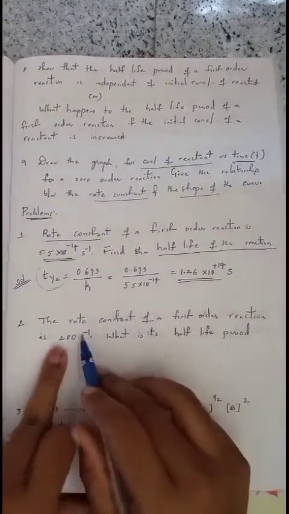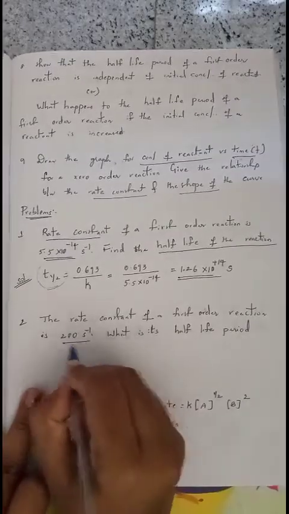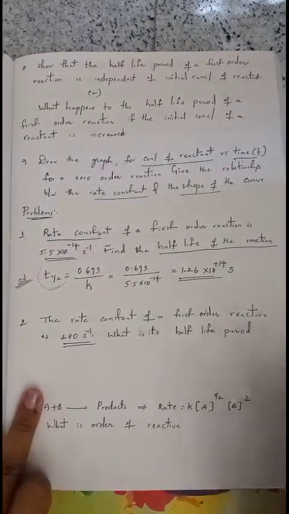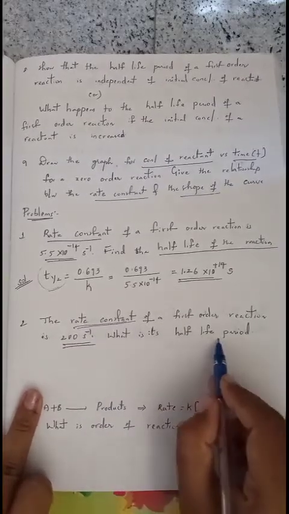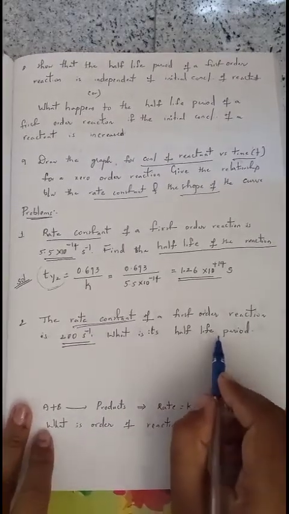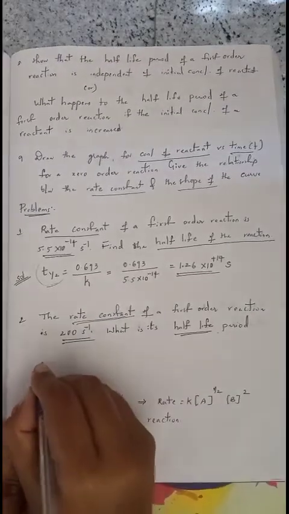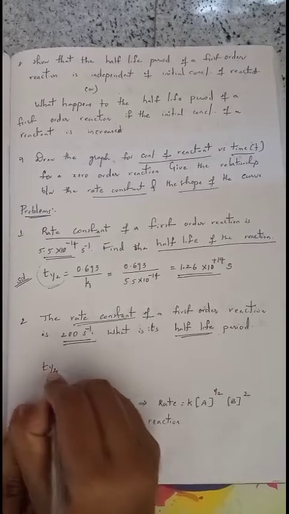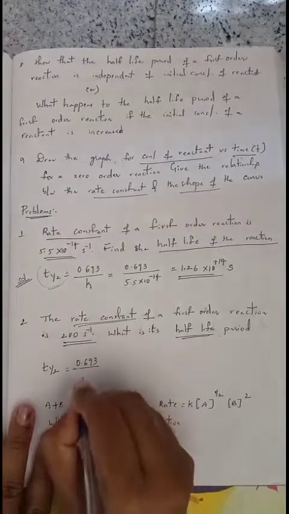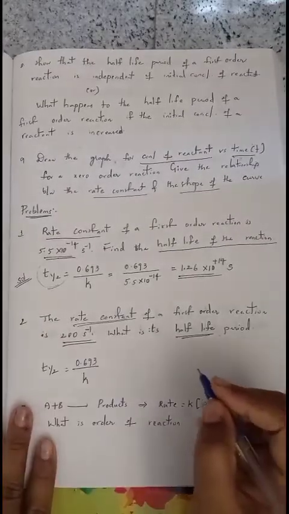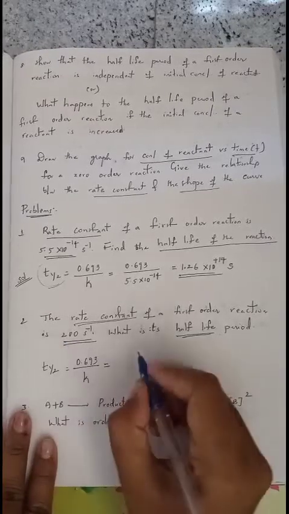Next one. The rate constant of a first order reaction is 200 second inverse. This is the first order rate constant. Based on that you want to find its half-life. The formula is the same. What do you want to find out? Half-life. Half-life is indicated by T half, which is equal to 0.693 divided by K. What is K here? K is nothing but the rate constant. What is the rate constant given? 200.